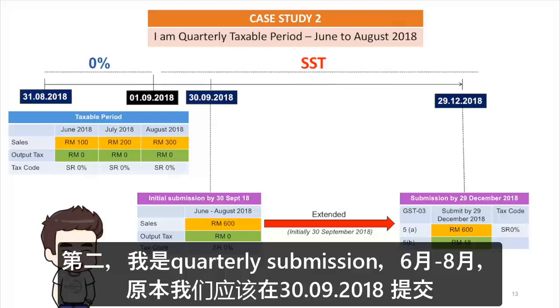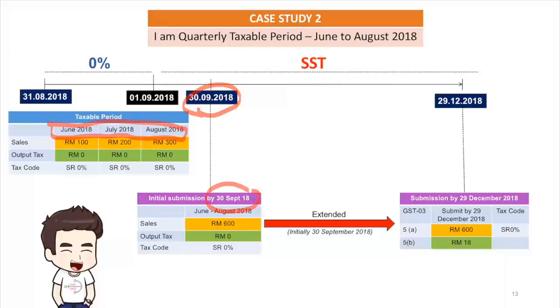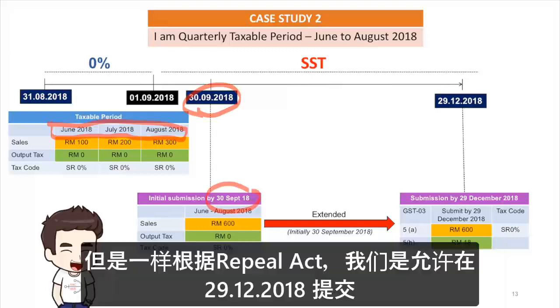Case study number 2. I'm a quarterly taxable period, June to August 2018. My initial submission is by 30th of September 2018, correct? But again, due to the GST Repeal Act, I'm allowed to extend until 29th of December, so this 30th of September is no longer relevant.